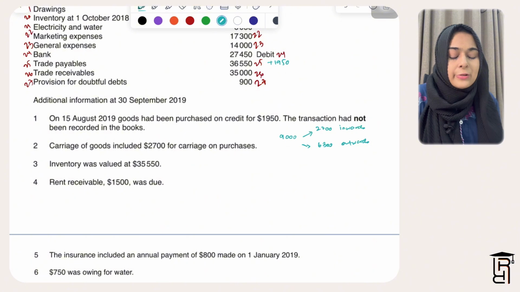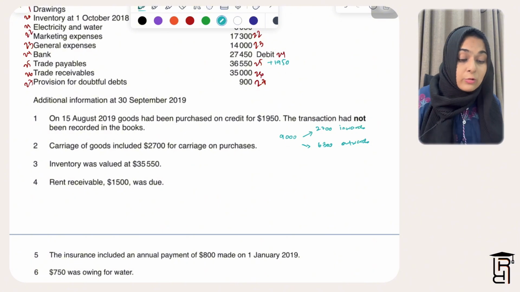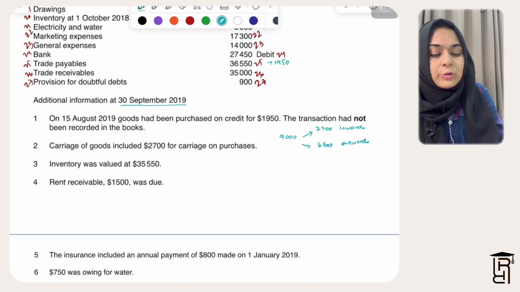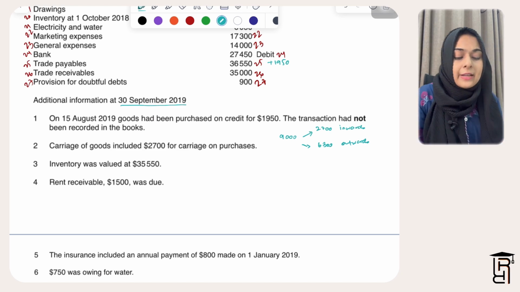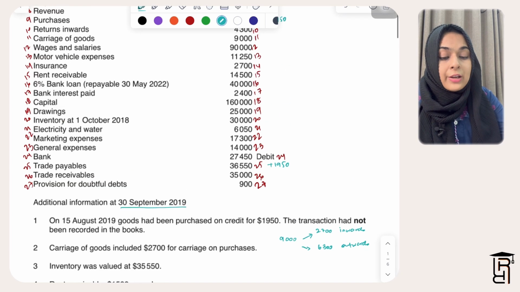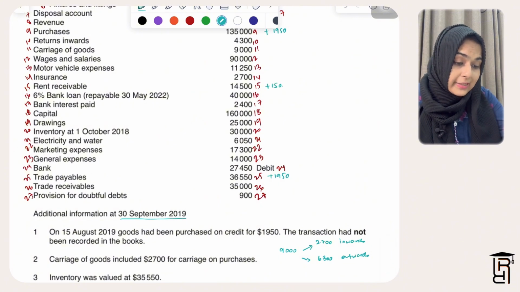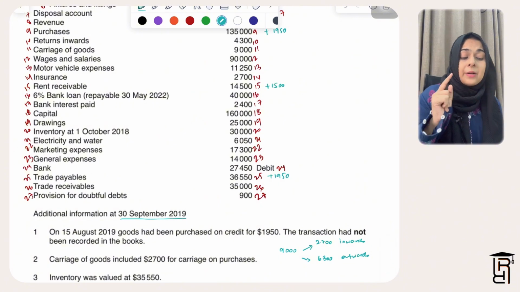Inventory was valued at 35,550. This is my closing inventory, and I know this because they have said here at 30th September 2019. Then they're saying rent receivable 1,500 was due. Rent receivable whenever it's due, so this is value number 15, I'll write here 1,500.